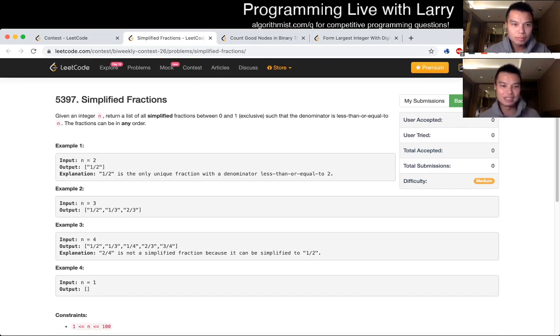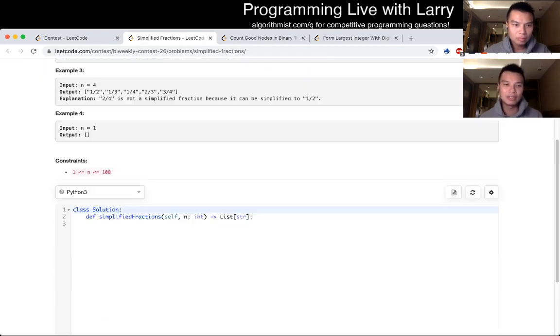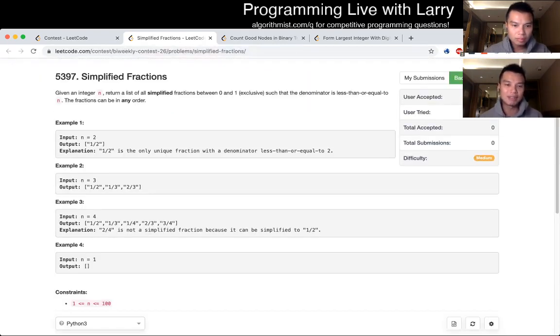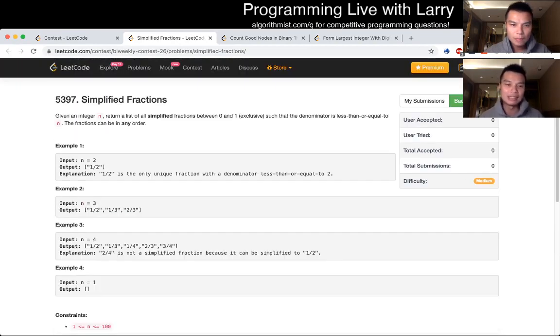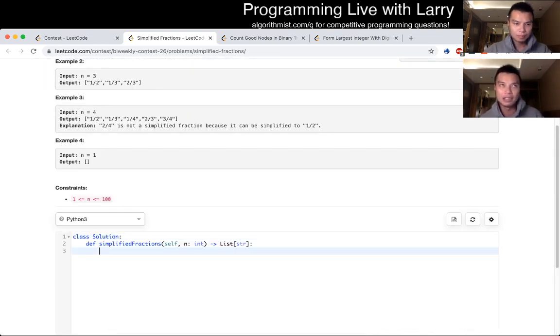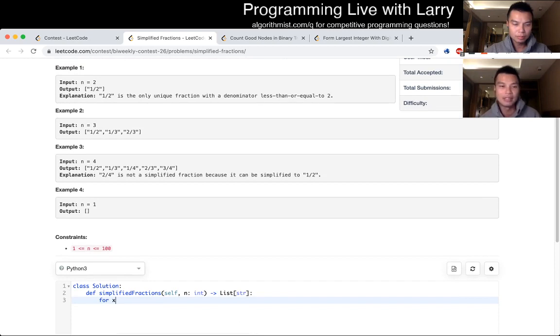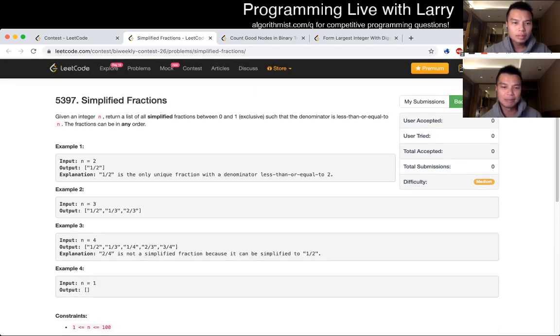Q2, simplified fractions. So this one you just have to generate, or have a way to generate, all the simplified fractions. The key thing to note is that a fraction is simplified if they don't have a common denominator. So which means you just use the GCD function to check, and because n is equal to 100, you could generate all 100 square pairs, or 100 choose 2 pairs, if you will. And then just make sure that the GCD fits and the numerator is smaller than the denominator, and then that's it.